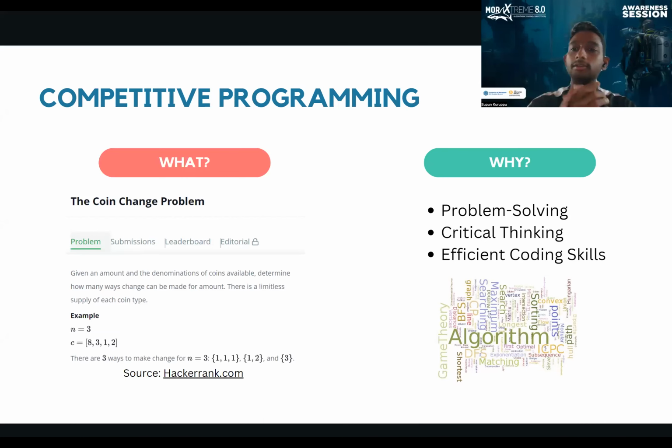And so why should you care about competitive programming? Why should you do it? By doing competitive programming, you sharpen your skills in 3 areas: problem solving skills, critical thinking skills, and efficient coding skills. Competitive programming is a great platform to improve all those 3 skills, and those skills are vital in engineering practice because at the core of engineering is problem solving. So by doing competitive programming, you are enhancing the core skills that you need to be a good engineer.